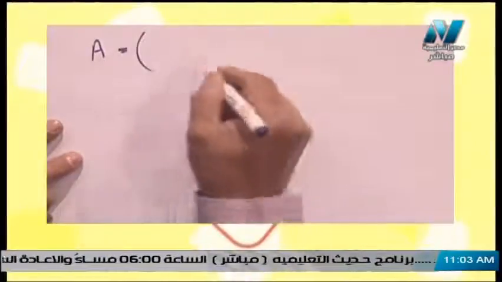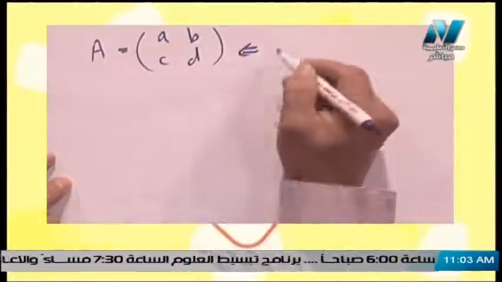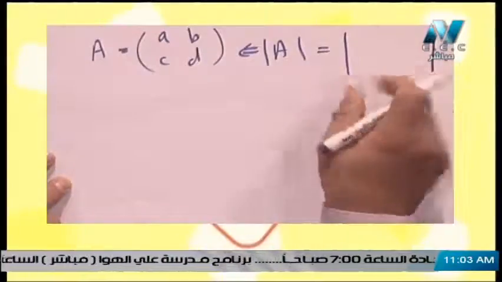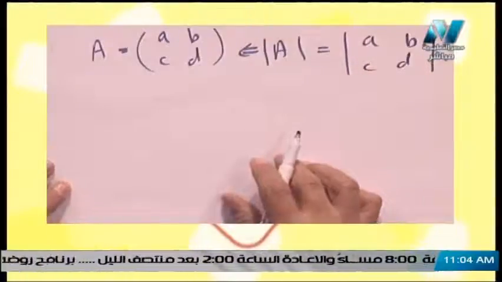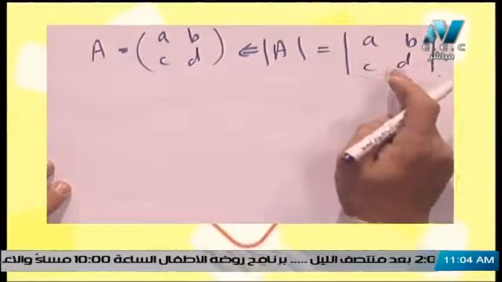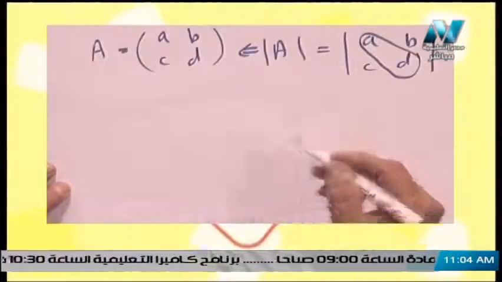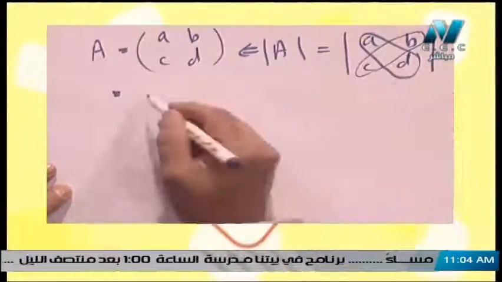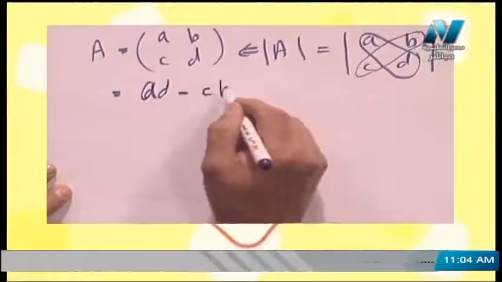What is a determinant? A determinant is of a square matrix, 2 by 2 or 3 by 3 only. We cannot study more than that in our studying. So if we have a matrix A like that, A, B, C, and D, and we want to find the determinant of A, it will be equal like that. Put vertical lines: A, B, C, and D. To find the value of this determinant, we multiply the principal diagonal minus the other diagonal, which equals A times D, AD, minus C times B, CB.